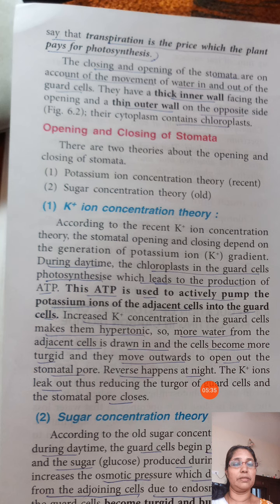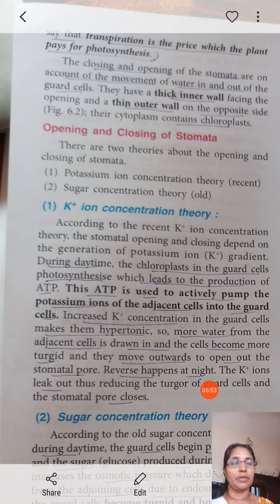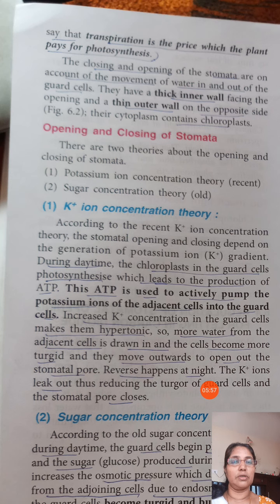This ATP is used to pump potassium ions from the adjacent cell to the guard cell. From the surrounding cell, potassium will be absorbed using energy. How is energy produced? When sunlight falls on the guard cell, it can make glucose, and this glucose can give energy rich ATP on respiration.